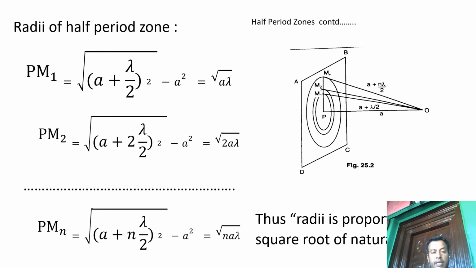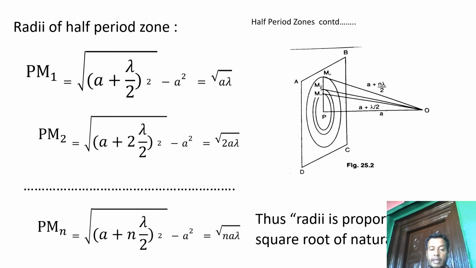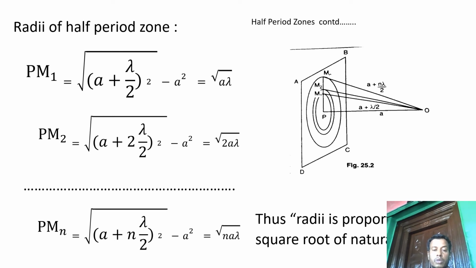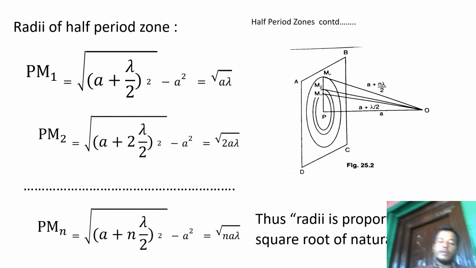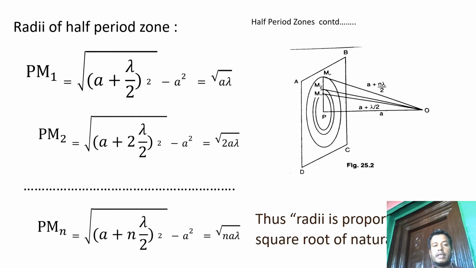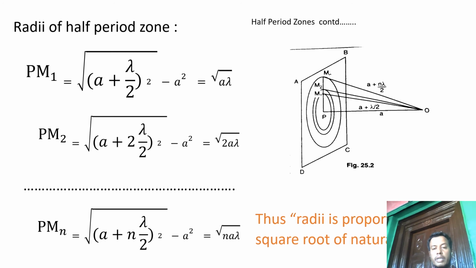A is the constant, lambda is constant, so the radius of that period, the resultant effect, is directly proportional to the square root of their natural number. N is the natural number, usually 1 2 3 4 5 6 7 like this way. So the radii of the half period zone is directly proportional to the square root of their natural numbers. So this is how they are related.